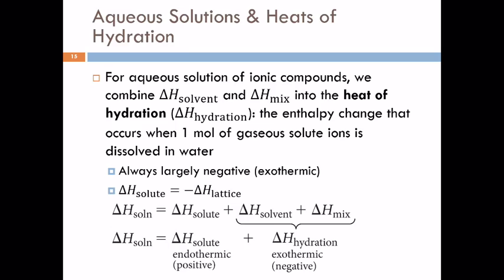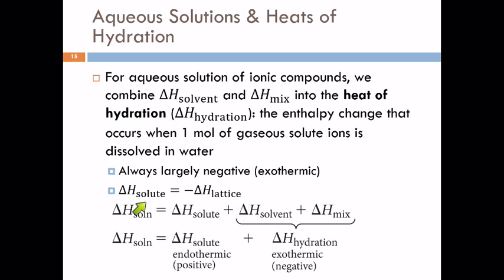Of course, those individual steps are not exactly easy to measure. What we do for aqueous solutions of ionic compound is we take delta H solvent. So that's the amount of energy needed to separate the water molecules and the enthalpy change when we mix it, and we call this the heat of hydration. It's the energy change that occurs when 1 mole of gaseous solute ions is dissolved in water. And it's always going to be negative. It's always going to be largely negative.